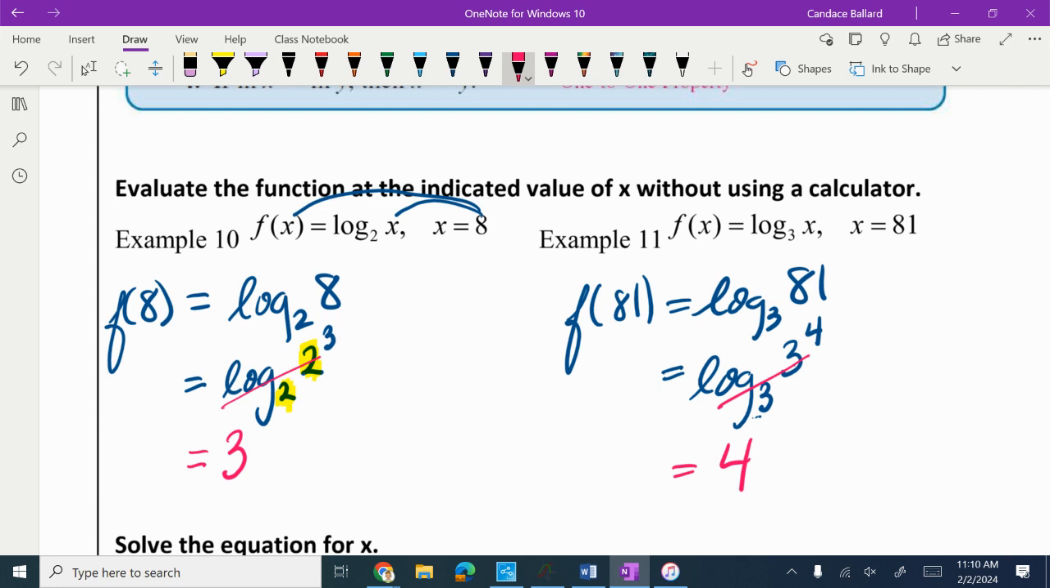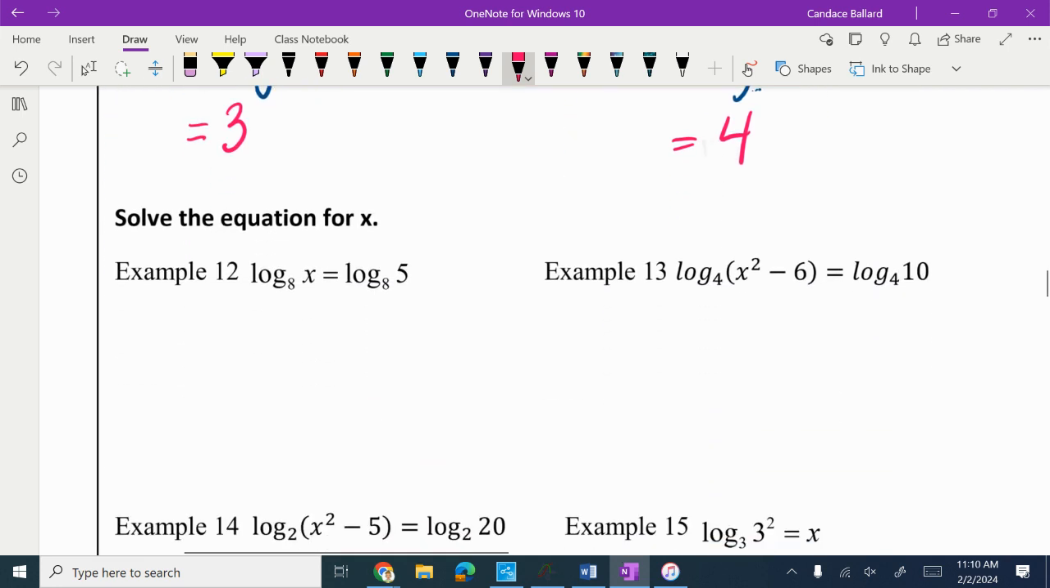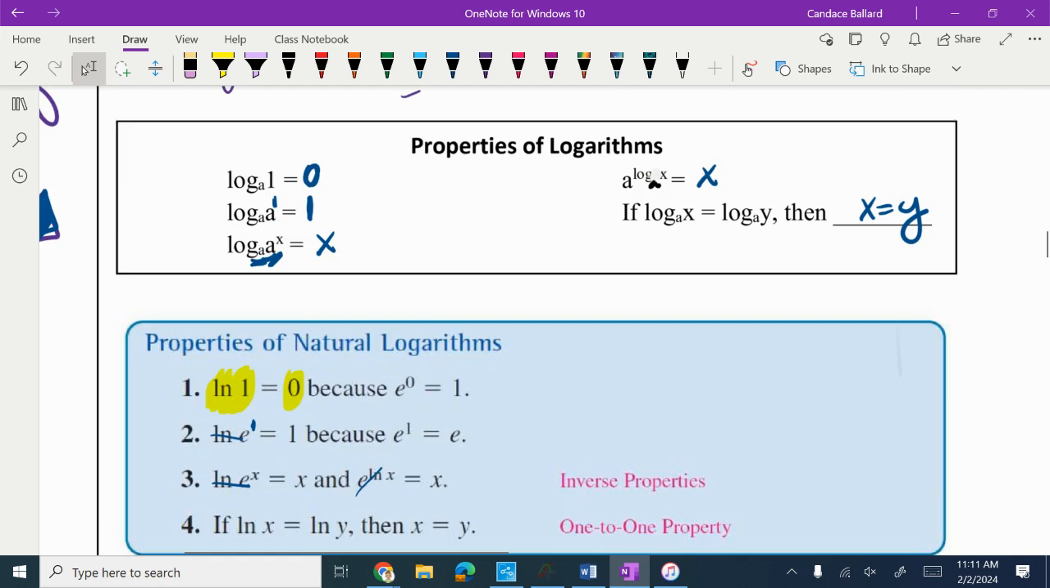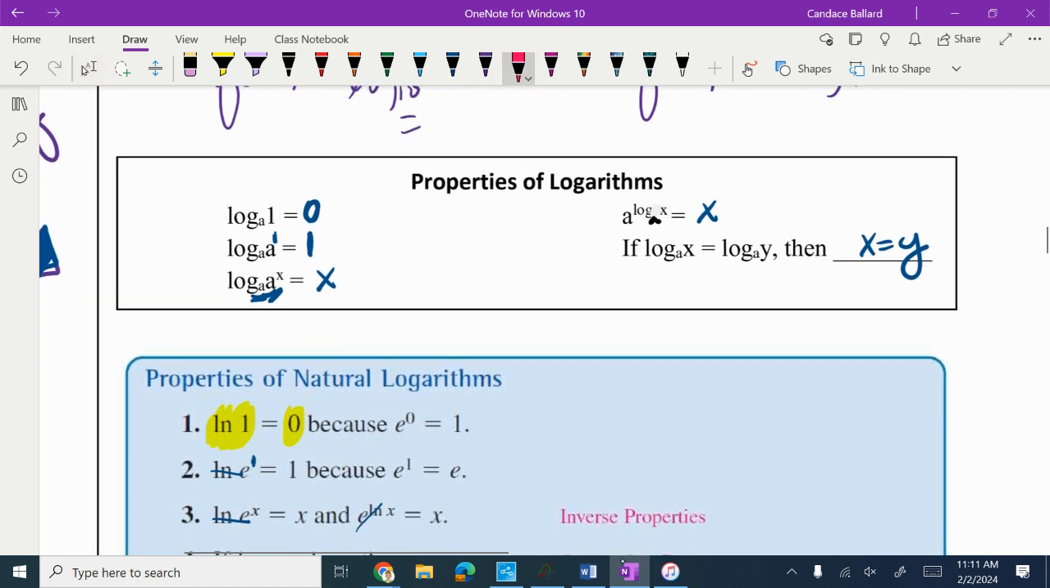Okay, any questions on that? It's one way to apply the properties. Now we're going to solve some equations using the properties. This first one, please, if you see this on a test, do not get it wrong. Let's go back up and look at our properties again. I'm going to show you which one this is. It's this one right here.